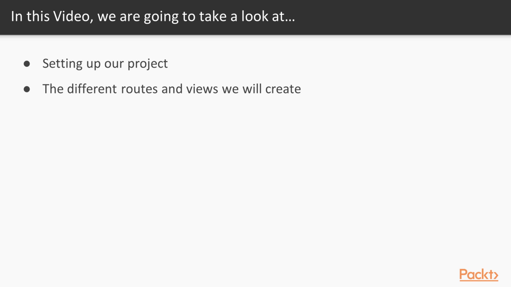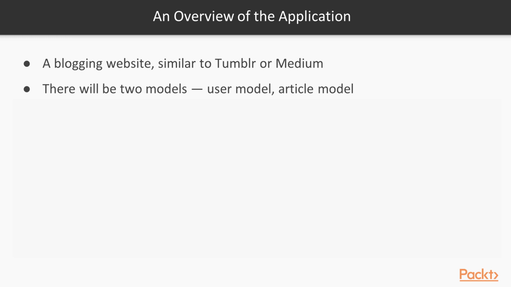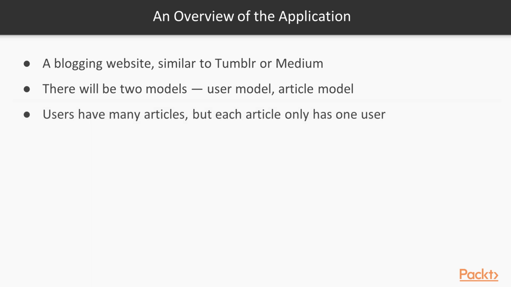We are also going to take a look at the different routes and views we will create. An overview of the application that we are trying to create. So the application is a blogging website similar to Tumblr or Medium.com. There will be two models/collections, which we'll discuss in depth shortly, a user model and an article model. Users have many articles, but each article only has one user. And that's because each single article is created by one user. Users have the ability to follow other users who create articles that interest them. So it's going to be similar to any other blogging platform.